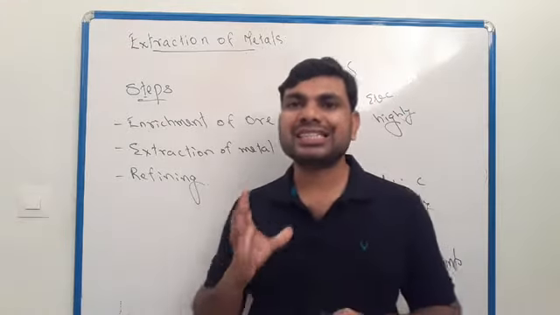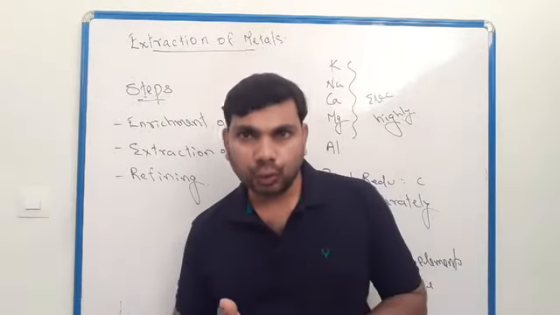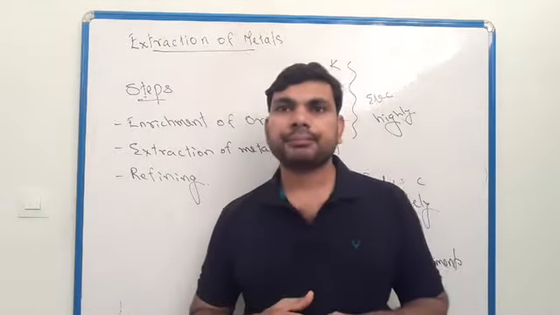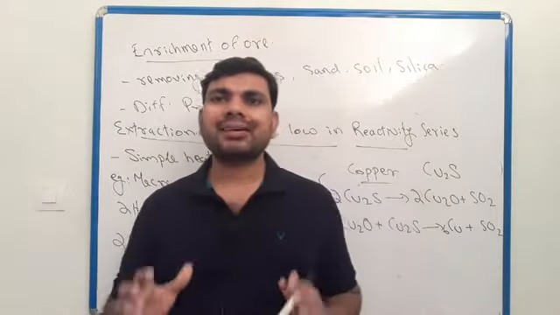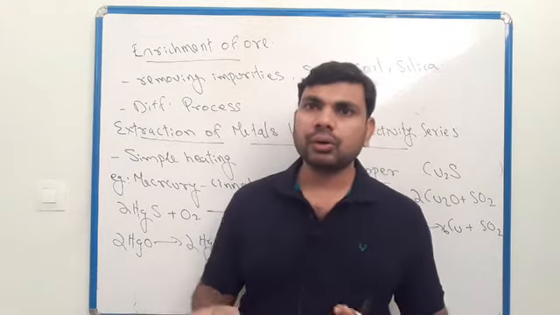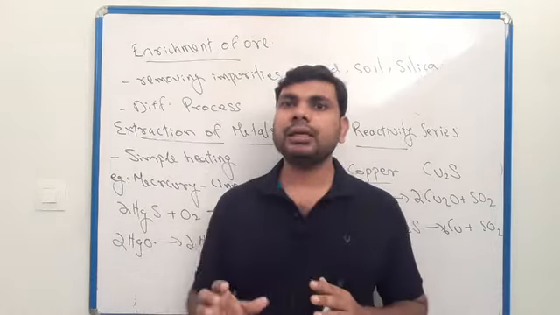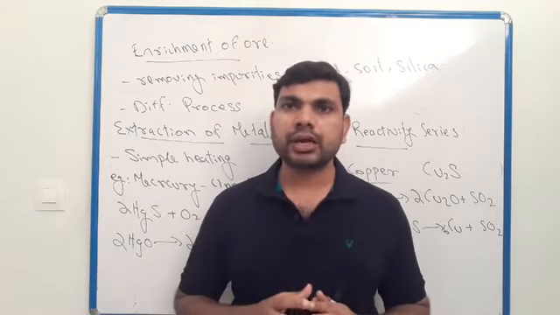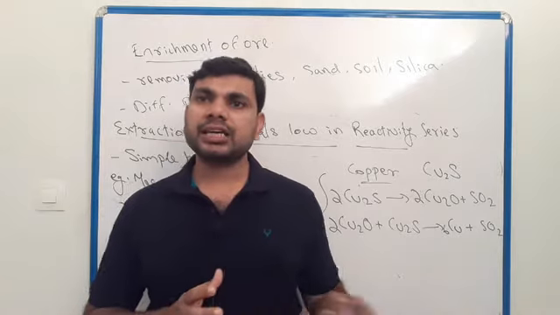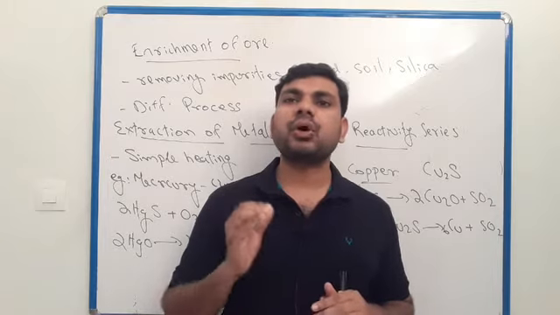Now you understand three steps for the extraction of metals: enrichment of ore, extraction of metals, and third one, refining. Okay, next one, we have to understand here enrichment of ore, or concentration of ore. Ores are minerals from which metal can be extracted, and which contain impurities such as sand, soil, silica, etc. We have to reduce the impurity content. This process is called enrichment of ore.